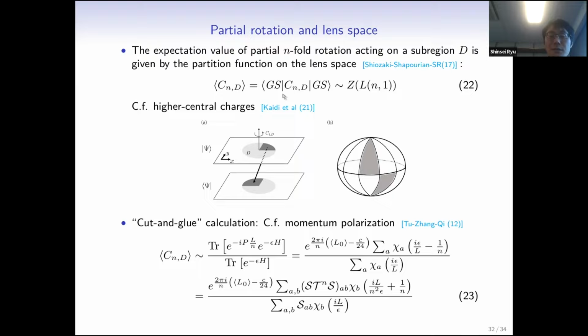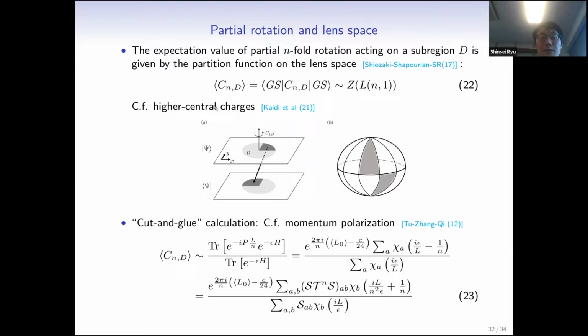So then we take a ground state expectation value of this partial n-fold rotation on the disk. Okay, so that is this quantity. By using this kind of surgery type approach, we can see that it is related to the partition function of the topological phase on lens space. I think recently this quantity is called higher central charge, and it can capture the gappability condition of the edge states in these systems.